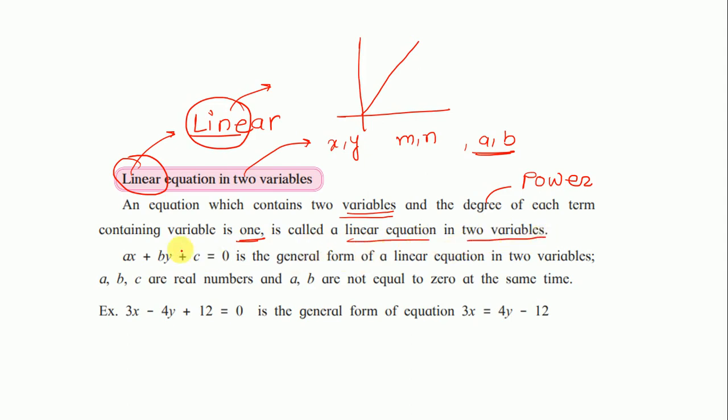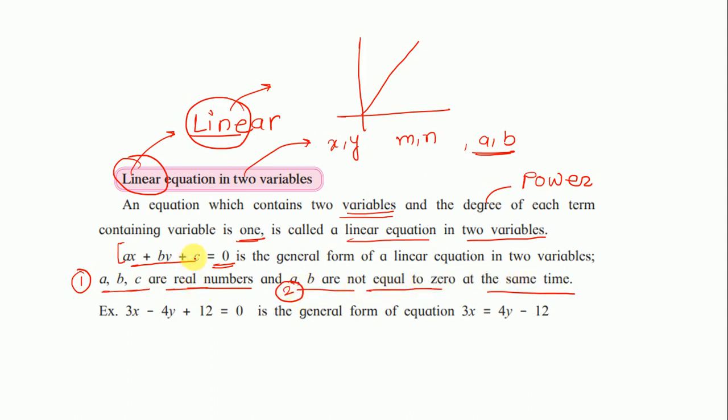This is the general form of the equation which is given here: ax plus by plus c equal to 0. So this is the general form of a linear equation. And what are the conditions so that this equation becomes a linear equation? The first condition is a, b, c are real numbers, and the second condition is a and b are not equal to 0 at the same time.